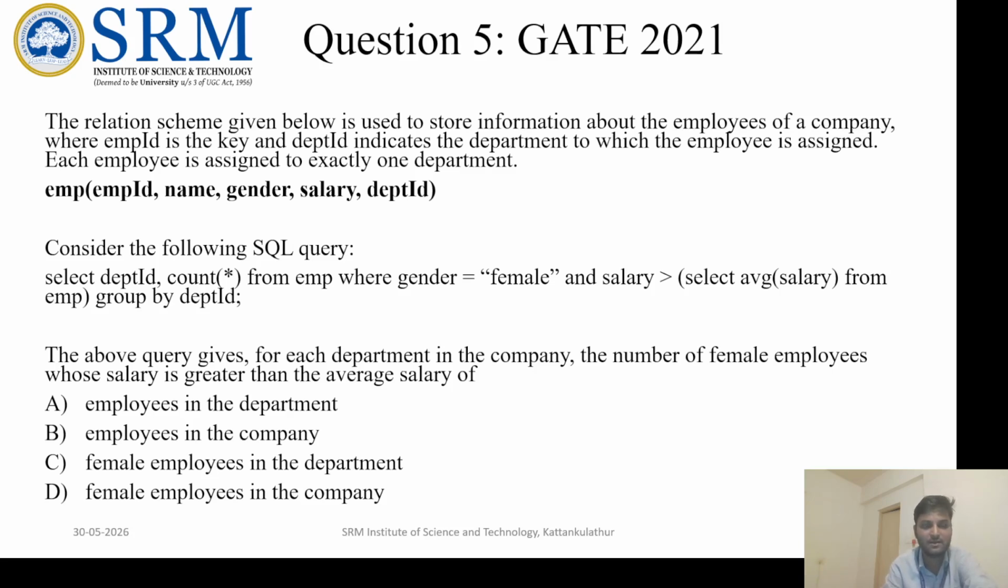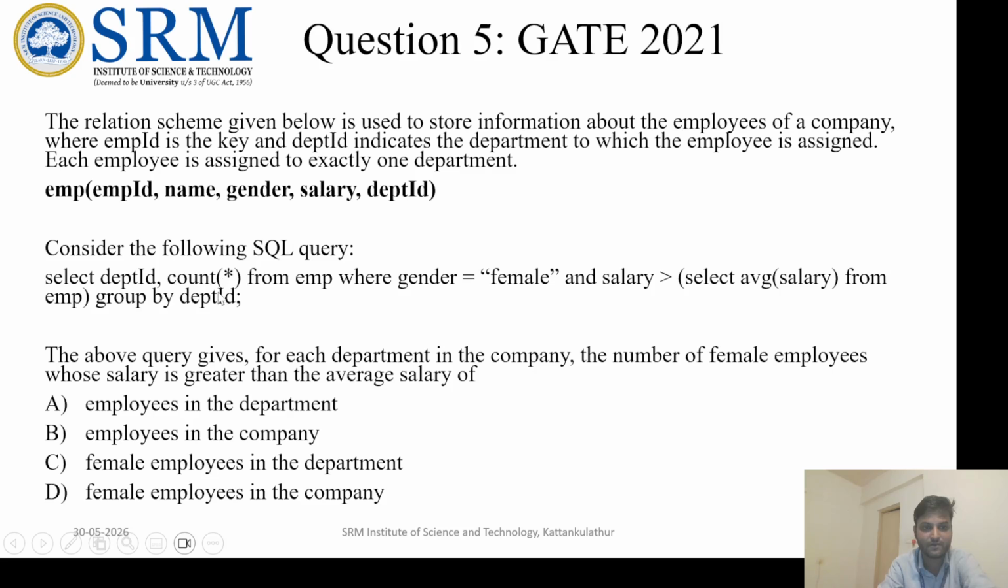Select department ID, count star. The count function will just calculate the number of rows selected according to the condition. From EMP, where gender equals female and salary is greater than some inner query. Select AVG, the average salary, from EMP group by department ID. And this group by department ID is outside the inner query, and that's why it is applicable to count. It is associated with the count function.